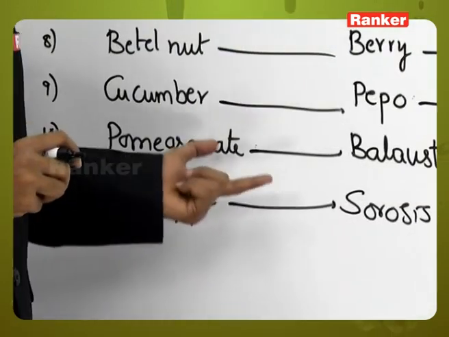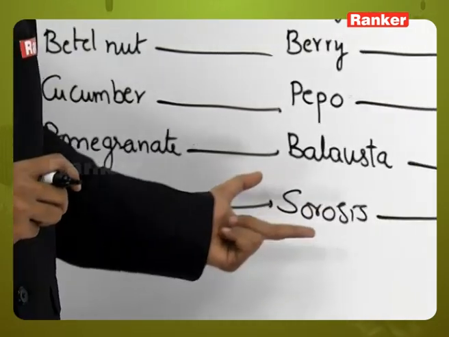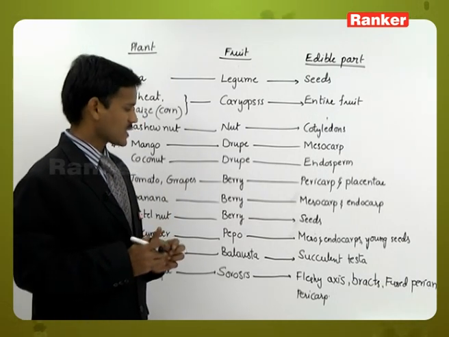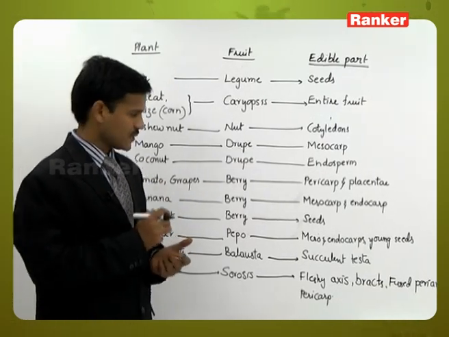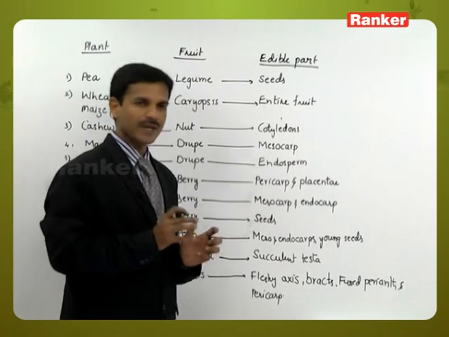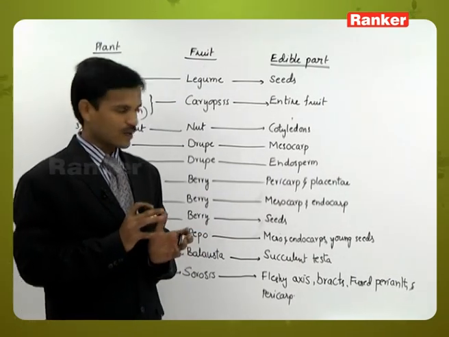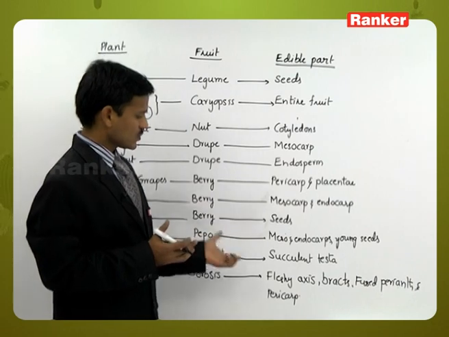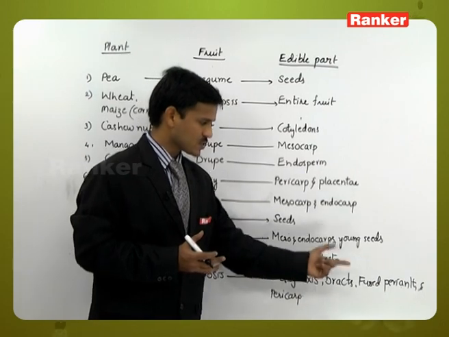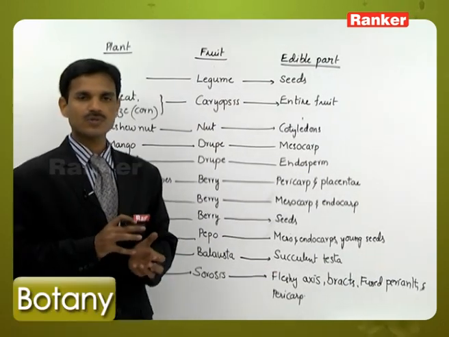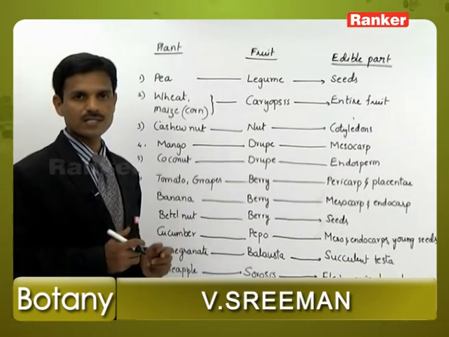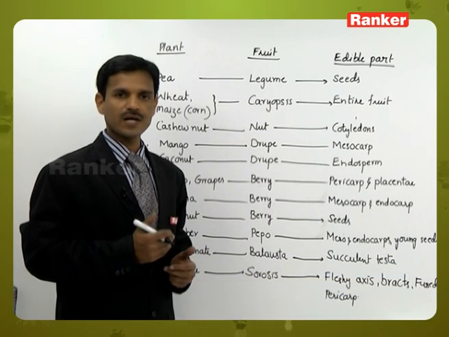And the pineapple is a multiple fruit, sorosis type, and here the edible part is fleshy. The inner axis is fleshy, and the bracts are also storing the food material, and the fused perianth. What is perianth? The calyx and corolla. So completely they are fused. So the fleshy axis, bracts, fused perianth, and pericarp, the total is edible. So these are some plants and edible parts in different types of fruits and different types of plants.